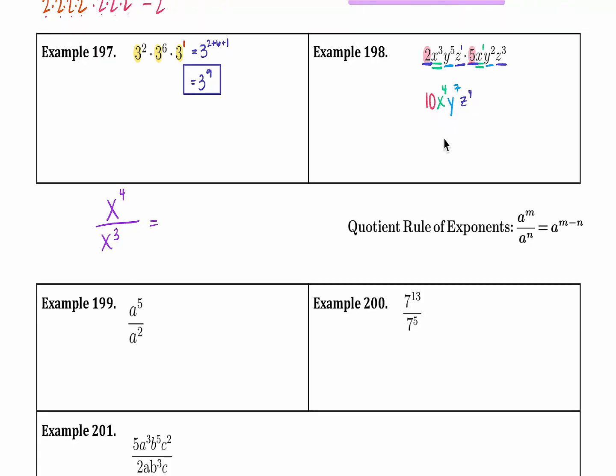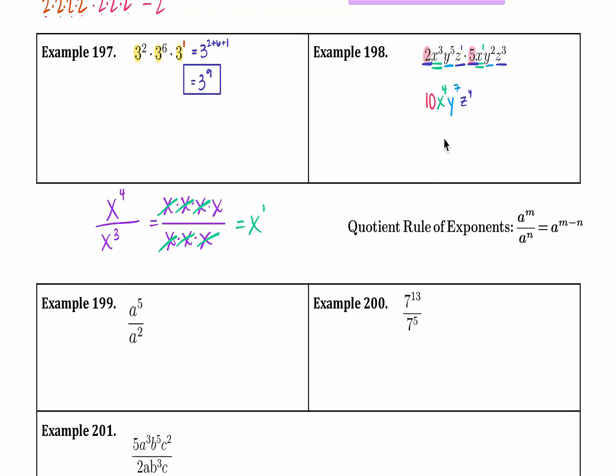Okay, so if we write this out, x to the fourth means x times x times x times x. x to the third means x times x times x. And we know if we have the same thing on top and bottom of a fraction, we can cancel that. So 3 on top, 3 on bottom cancel, and I'm left with just x, or x to the first power. You can write it either way.